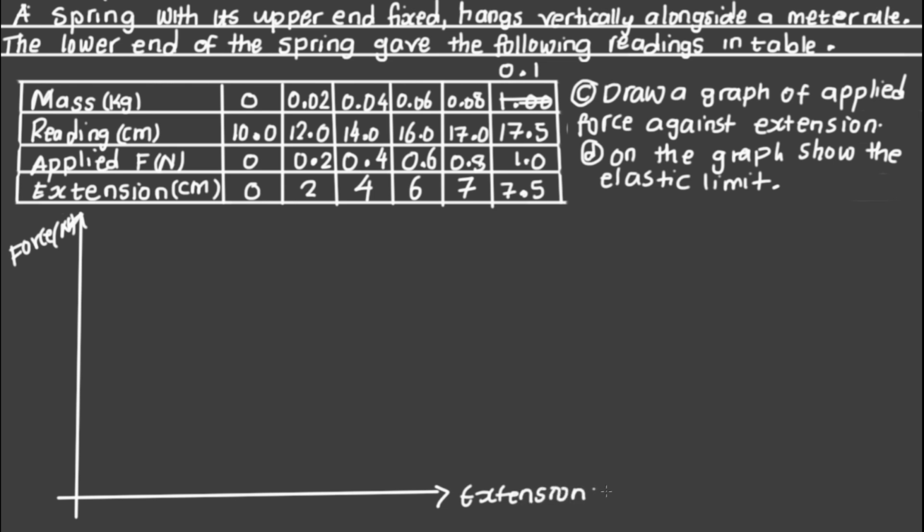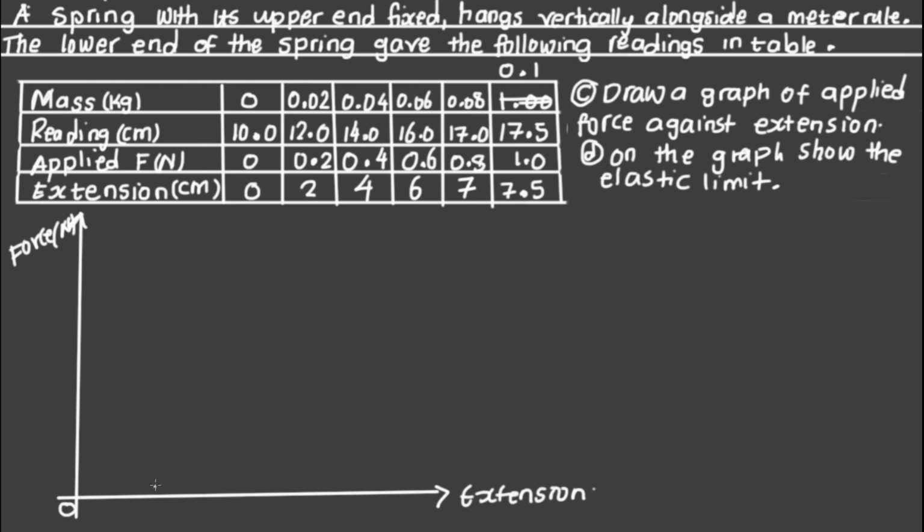So now to come up with my own scale, I need to look at the numbers. So I'm going to start with the extension. We can see that we have 0, 2, 4, 6, 7, 7.5. So the highest number is 7.5. If you can come up with any scale, as long as you are able to reach the 7.5, the last number, then that will make sense.